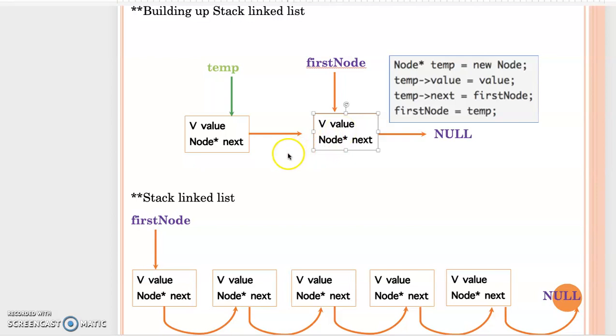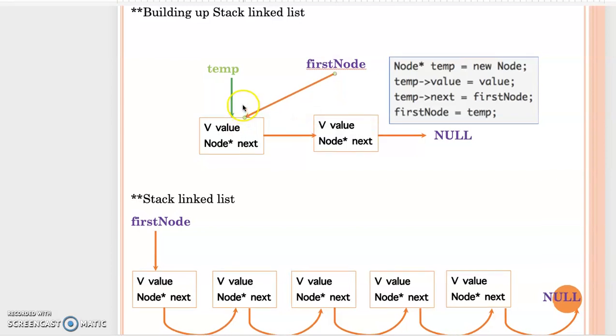Again, the same thing. If we have the second push node, whenever we create the temp, the first thing after we create the temp node is using the temp next to point to where the first node is. Then after we are done, we will have the first node assigned to temp. In this situation, you will see the first node pointer, after the second push, will point to this one. Of course, afterward your temp is a local variable, so it will disappear.